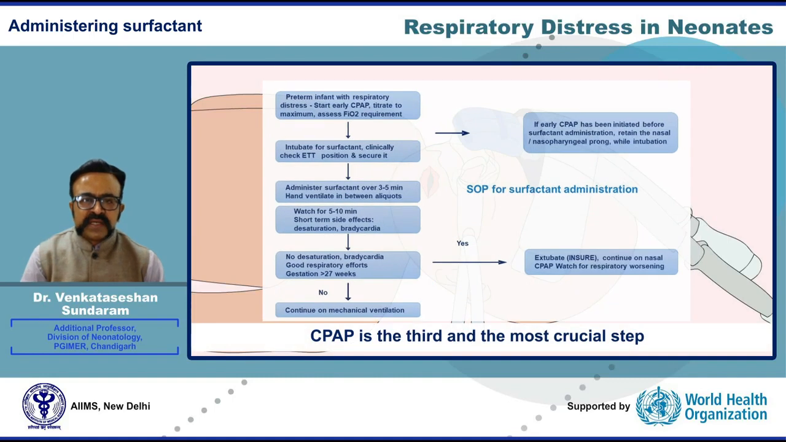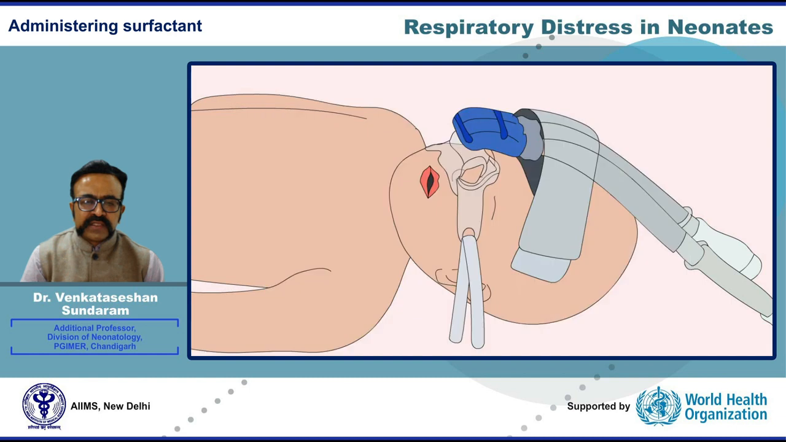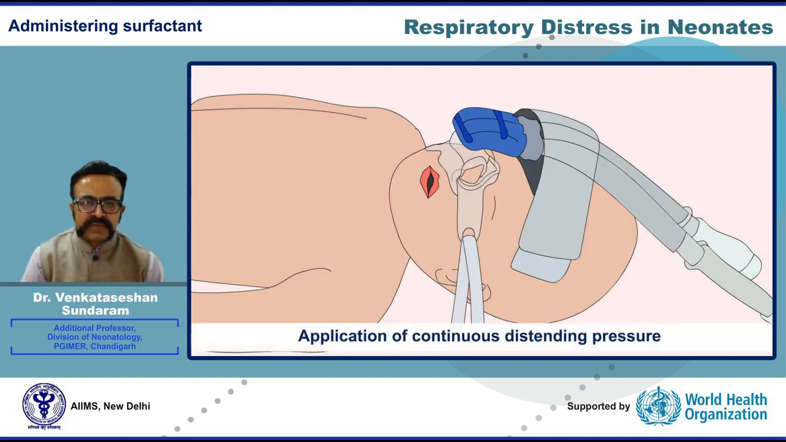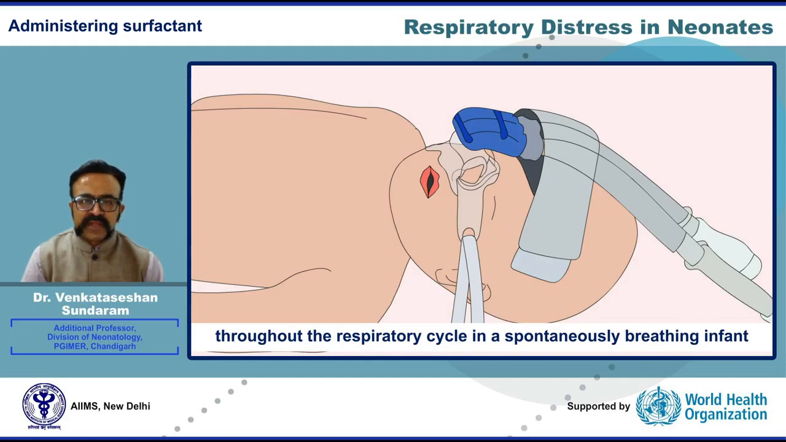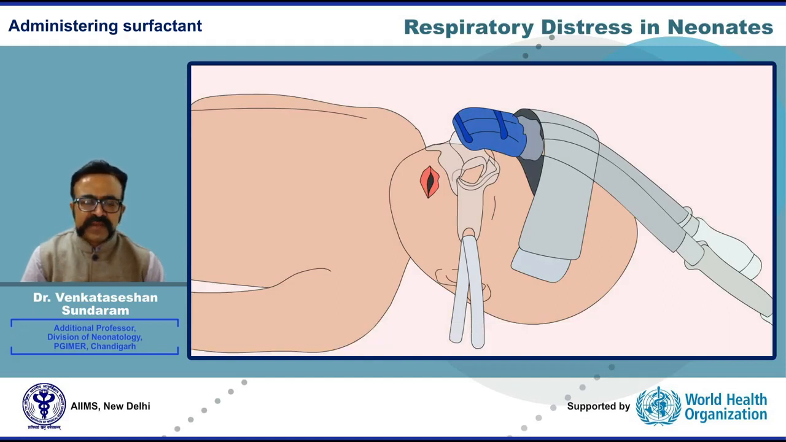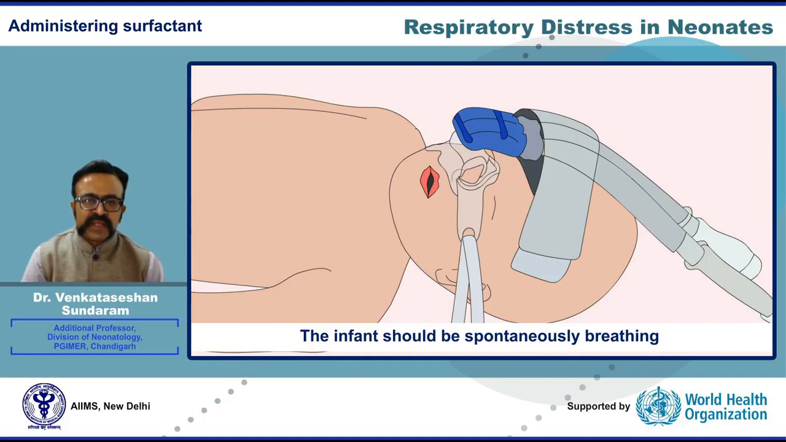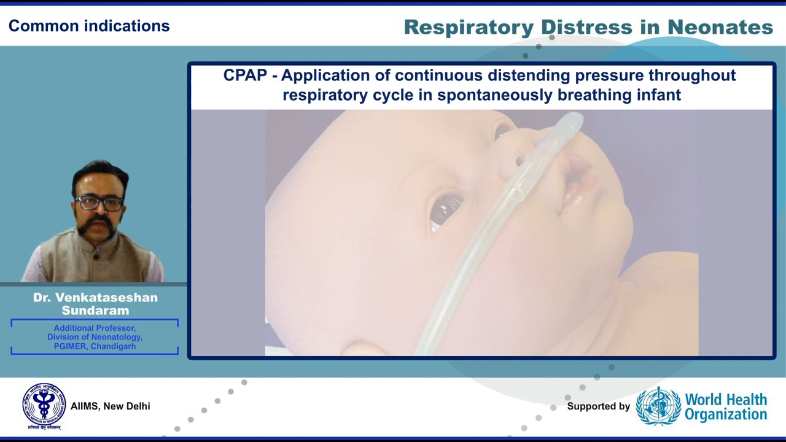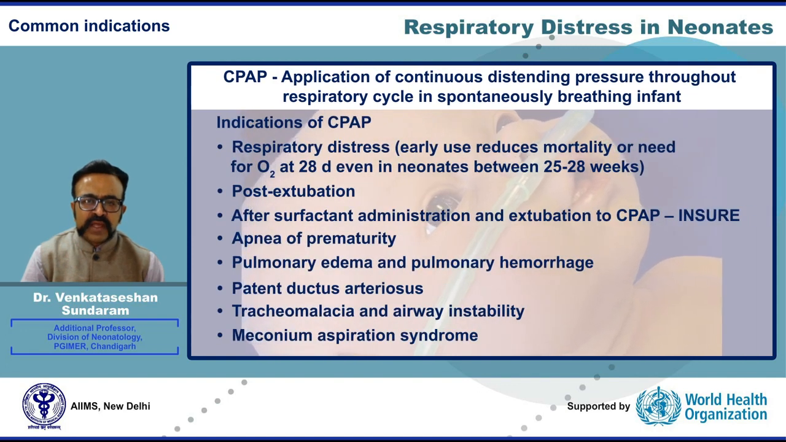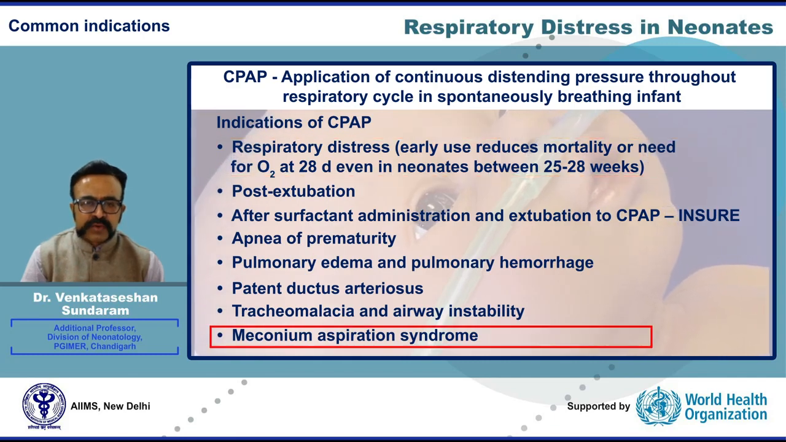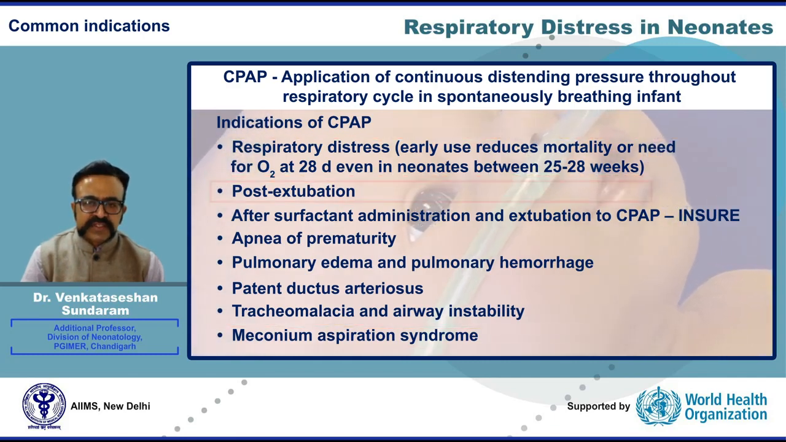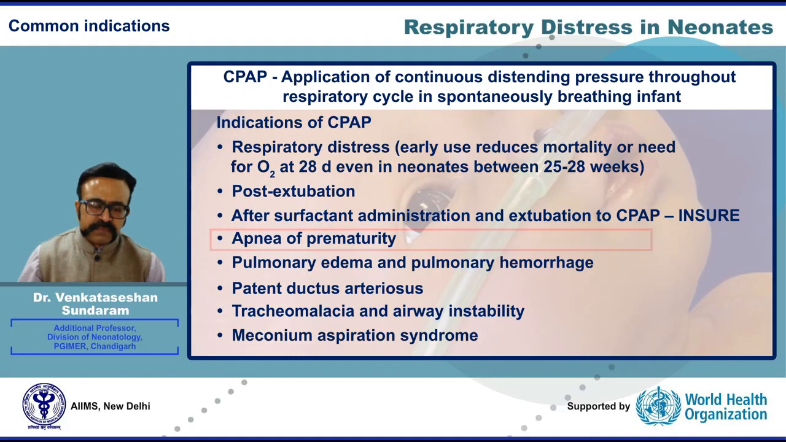CPAP is the third and the most crucial step in the respiratory management of a preterm neonate. CPAP is nothing but application of continuous distending pressure throughout the respiratory cycle in a spontaneously breathing infant. The key point is that the infant should be spontaneously breathing or else this therapy is contraindicated. Common indications are any condition where the alveoli or the airway needs splinting. Examples are RDS, meconium aspiration syndrome, post-extubation and apnea of prematurity.